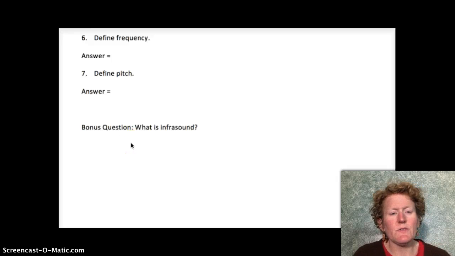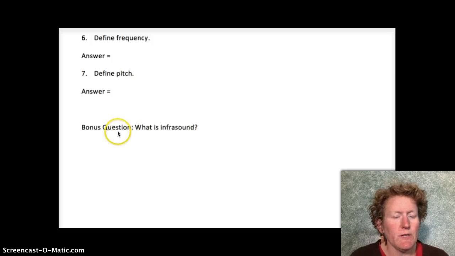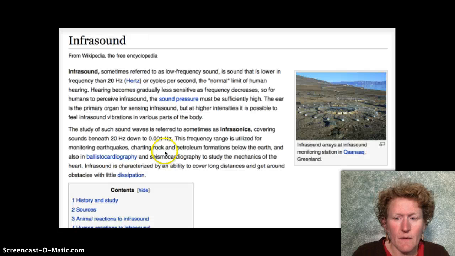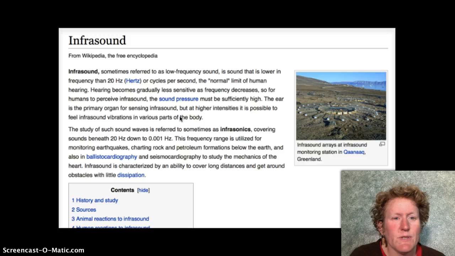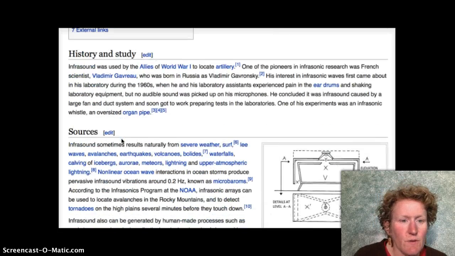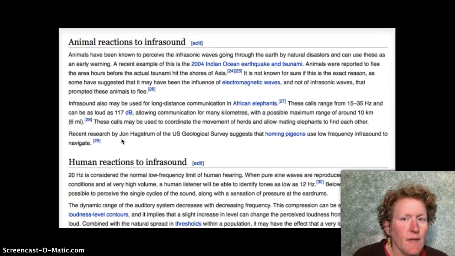So you should have answers to all the questions that are in your lab sheet, but I am giving you a little Easter egg bonus question here. You can type this into the bottom of your lab sheet for an extra point or two. What is infrasound? And I'll give you a hint here. Generally, I don't recommend using Wikipedia, but here's a great little paragraph on infrasound, and you can learn all about it. It's especially interesting if you scroll down here and you look at animal reactions to infrasound.